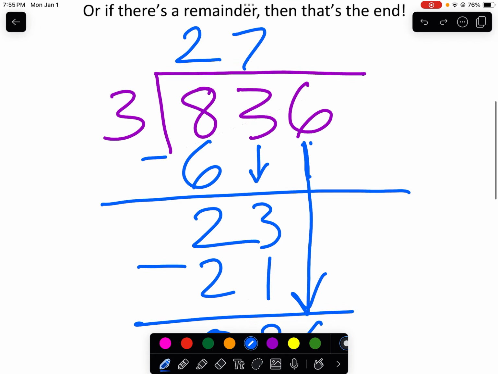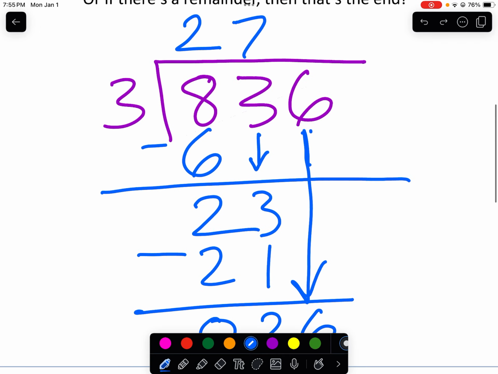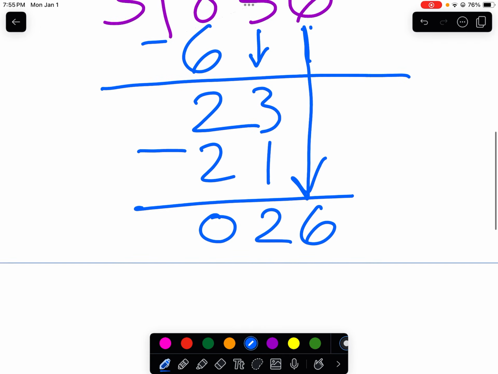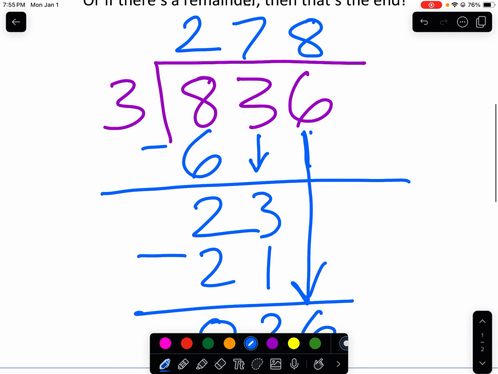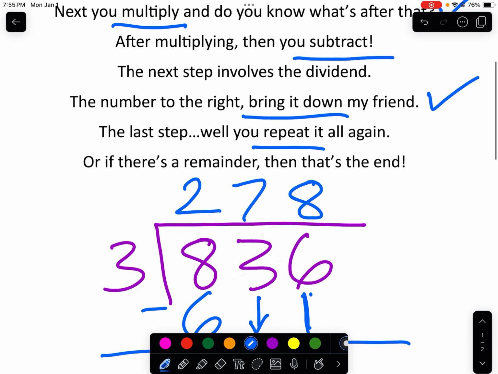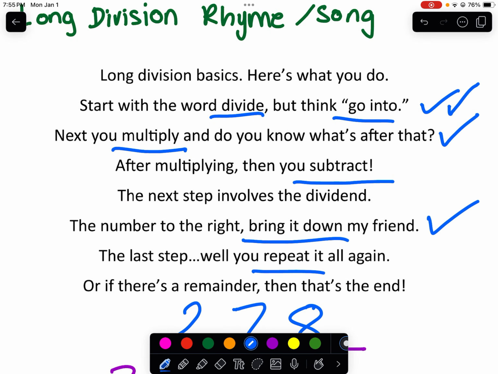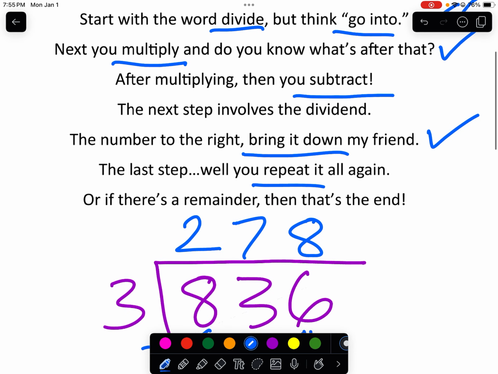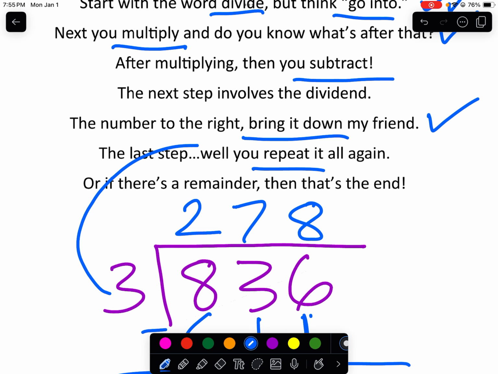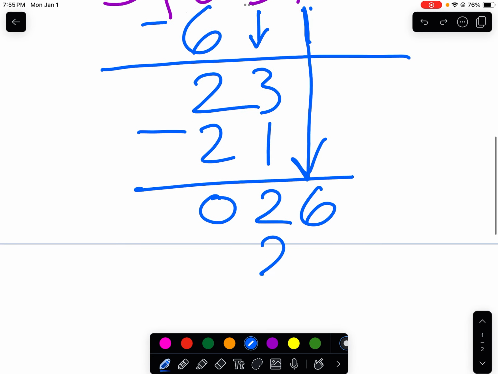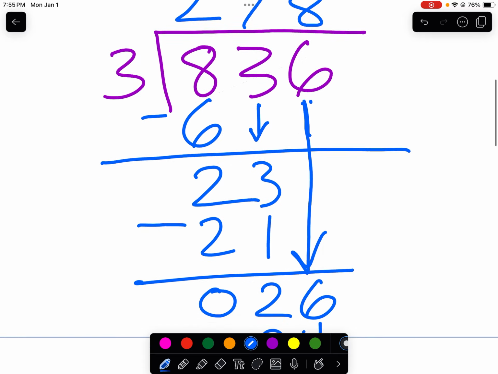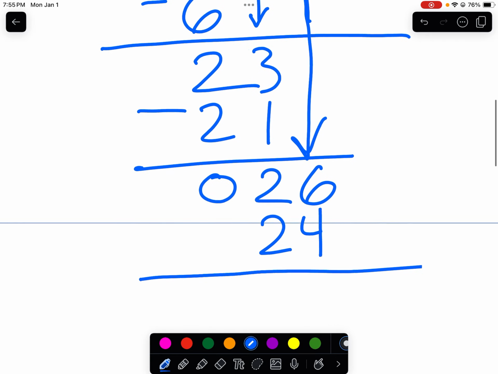Well, we know 3 times 9 is 27. 3 times 8 is 24. 8 is going to work. So we know 3 goes into 26 8 times. We did our divide. Some of my students, I tell them to put like little check marks next to it so that they can remember what part of the step that they're on. Next, you multiply, and do you know what's after that? So we're going to multiply 3 times 8, which is 24. And remember, make sure it's all lined up. Really nice and neat. So you know exactly where you are in the problem.